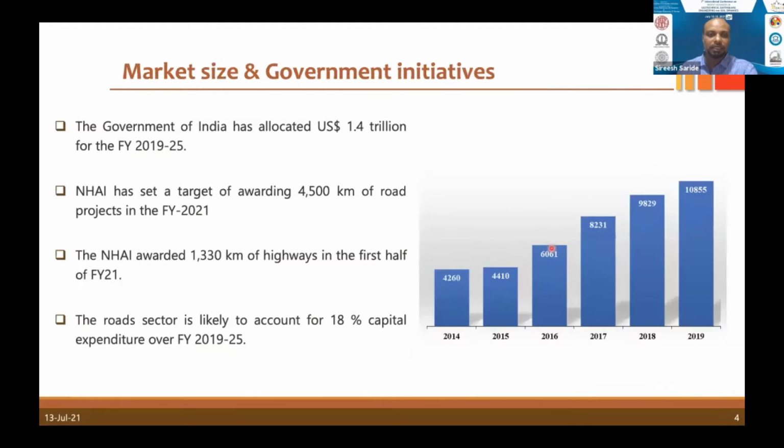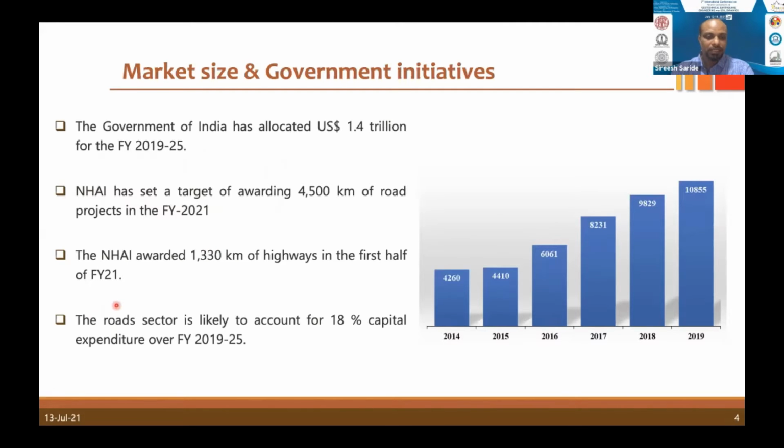Now let us look quickly at the market size and government initiatives in the pavement industry, or road infrastructure, in India. The present government has allocated about 1.4 trillion US dollars to be spent on pavements and road construction for the fiscal years 2019 to 25. The National Highway Authority of India has targets of 4,500 kilometers of road projects to be awarded, and almost 1,300 kilometers of roads were already awarded in the first half of this year.